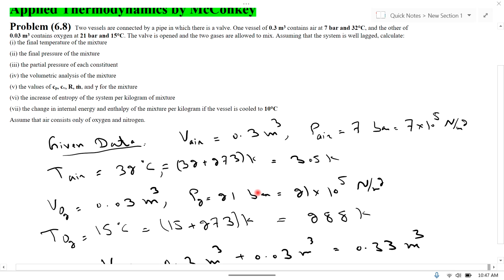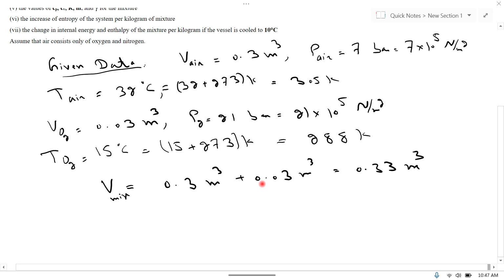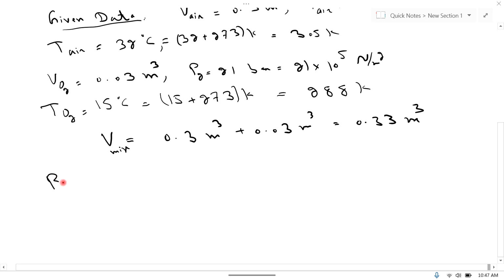And assuming the system is well lagged means that the system is thermally insulated, meaning the process is adiabatic, no heat gain or loss by the system. Calculate the final pressure of the mixture and the partial pressure of each constituent. Number 1 required is the final pressure of the mixture. Number 2 is partial pressure of each constituent.